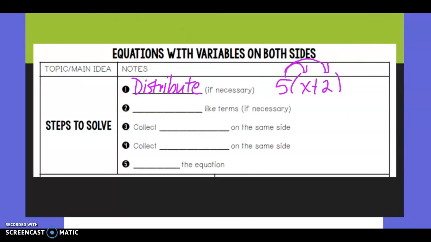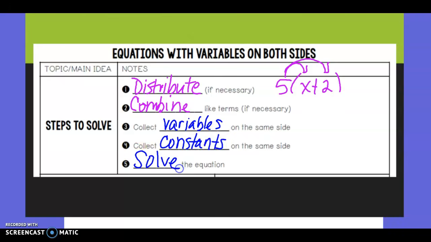After you do that, you always want to check, are there any like terms to combine? So first you distribute and then you combine like terms on each side of the equation. Combine numbers with numbers and variables with variables. Then, if you do have variables on both sides of the equation, you want to collect the variables on one side. It doesn't matter if you move them to the left or to the right, you'll get the same answer either way. And then collect the constants, or the plain numbers, on the other side. After that, you'll be able to solve the equation. So that is a summary of how to solve multi-step equations where you have variables on both sides of the equation.